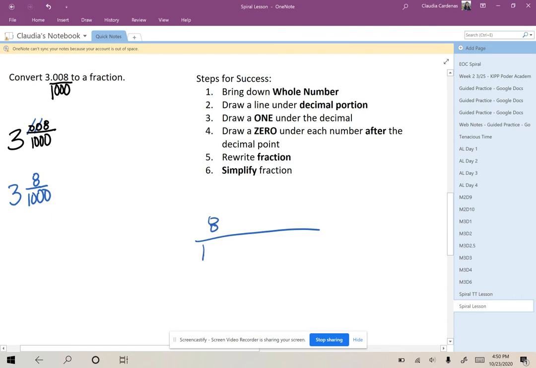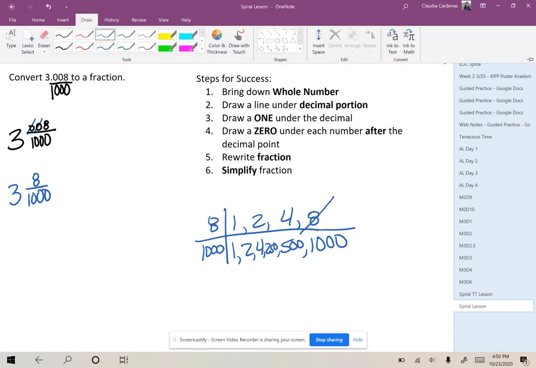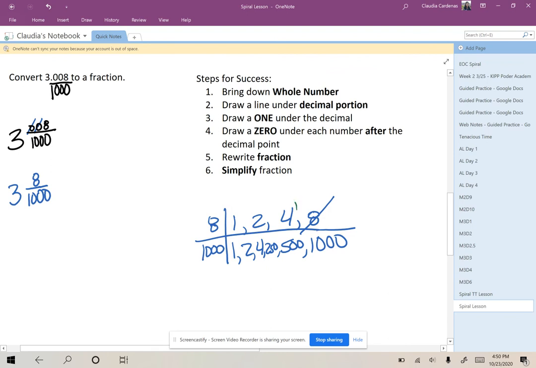So here I go again to simplify. I know that 1 times 8 is 8, and 2 times 4 is 8. I know 1 times 1,000 is 1,000. 2 times 500 is 1,000. And 4 times 250 is 1,000. 8 does not go into 1,000 evenly. So now I'm going to pick the number that is the biggest on the top row and the bottom, which is 4, right? So 4 can go into 8 and 1,000, and 8 divided by 4 is 2, and 1,000 divided by 4 is 250.